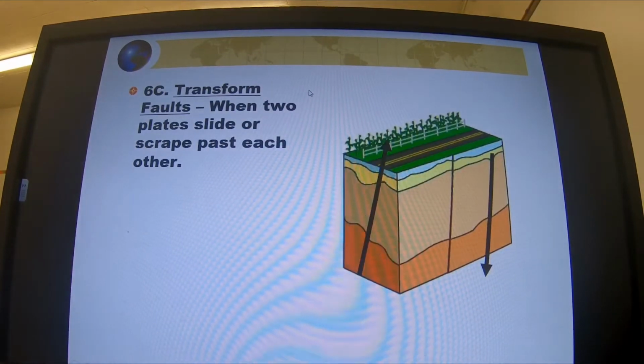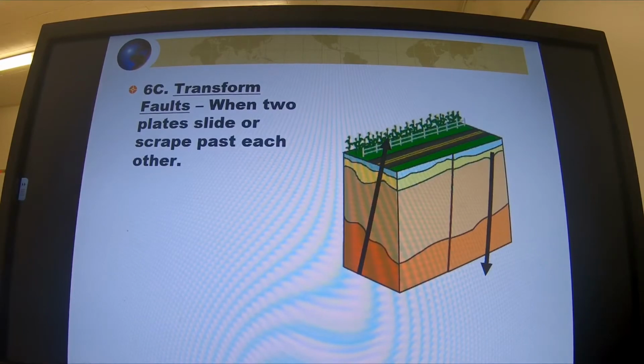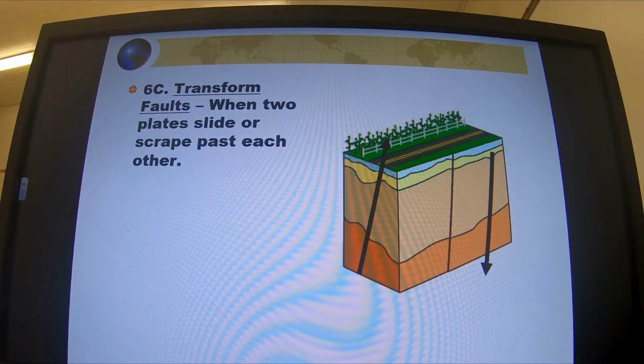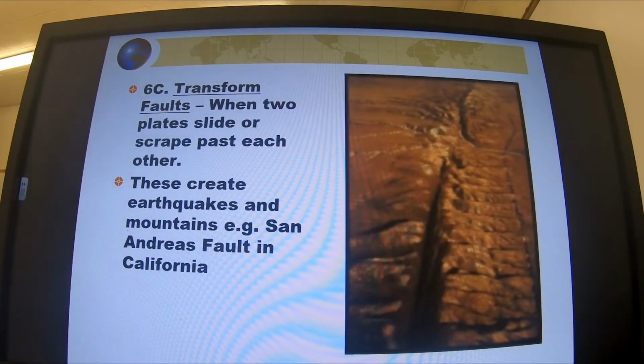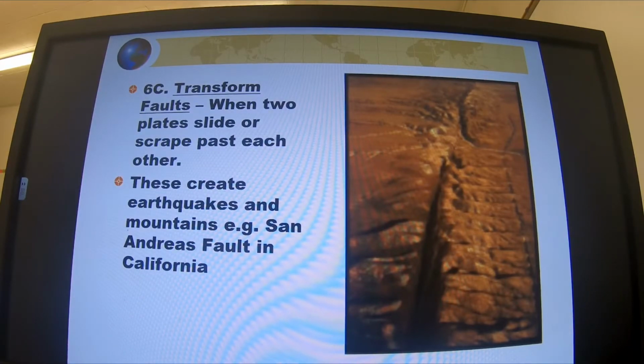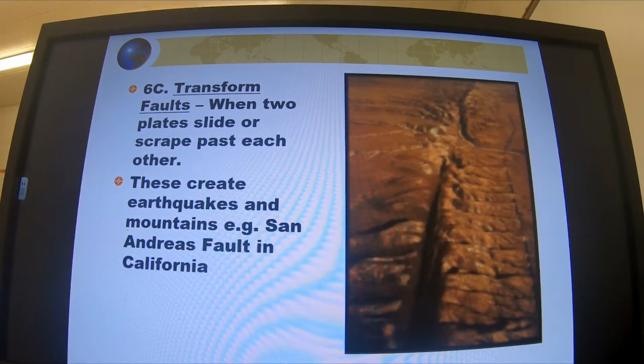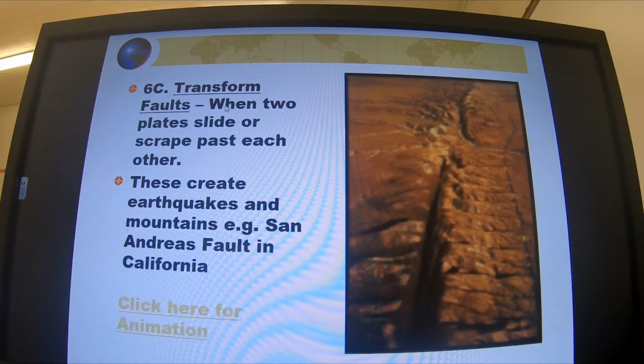Now, the last one is called a transform fault, and these are where the plates are actually sliding past each other. They're not pulling away, they're not going into each other, but they're going in opposite directions of each other. And this is the type we see in California with the San Andreas fault line. Now, these create earthquakes and mountains, such as the San Andreas fault in California. Now, the San Andreas fault line is such an interesting fault line because we can see it. Like, you can literally see where it is. We've been tracking the movements of it for a very long time.